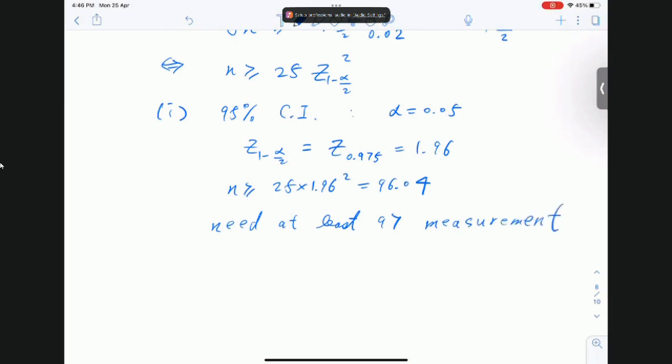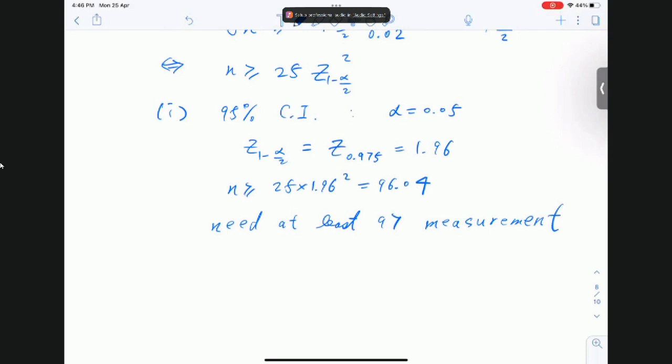So we will need at least 9 different measurements, because we need the sample size greater than or equal to 96.02 of 0.04. And since the sample size must be an integer, we need at least 97. So this is actually a typical way how we determine the sample size that we need in order to achieve a certain accuracy.